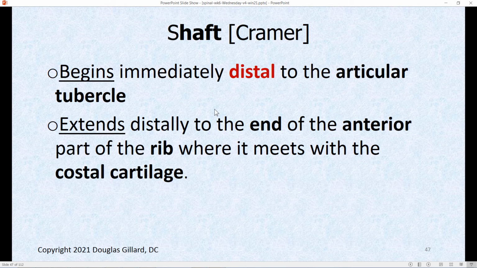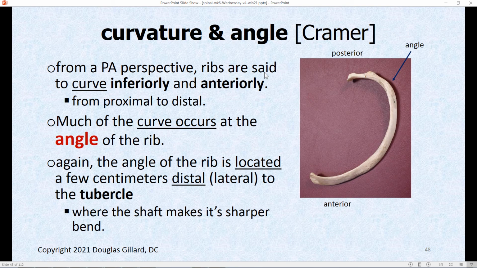The shaft begins immediately distal. Actually, that would be proximal, immediately distal to the articular tubercle. Well, it depends how you define distal. It would be more anterior, I think is probably a better word. Anterior. I'll show you a picture here in a second. And it extends to the end of the anterior part of the rib where it merges with costal cartilage. Right, so the shaft would be all of this. This is anterior, that's posterior.